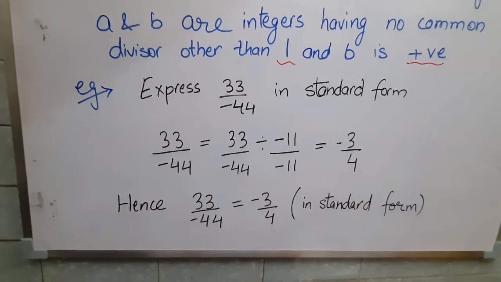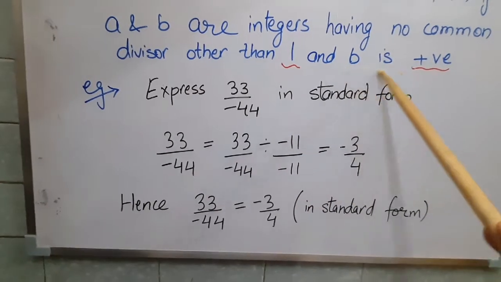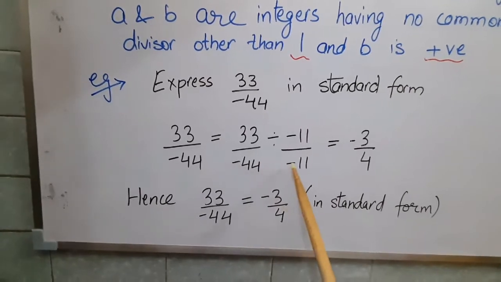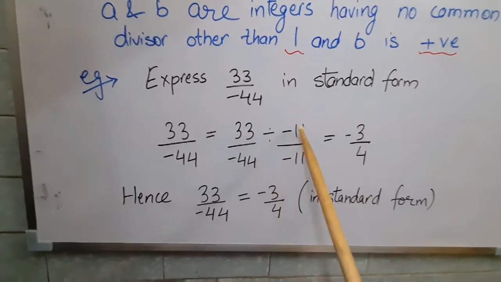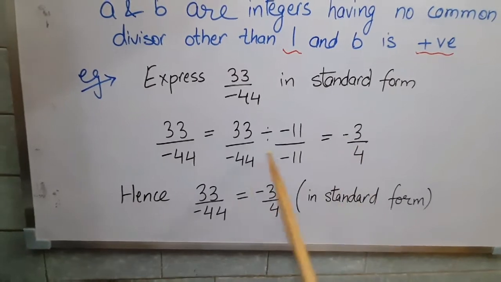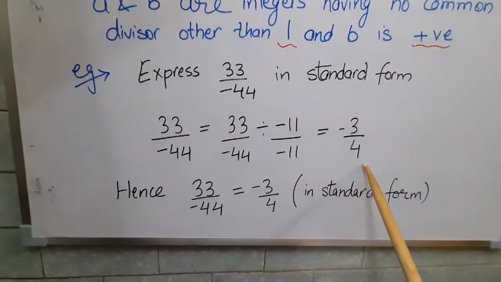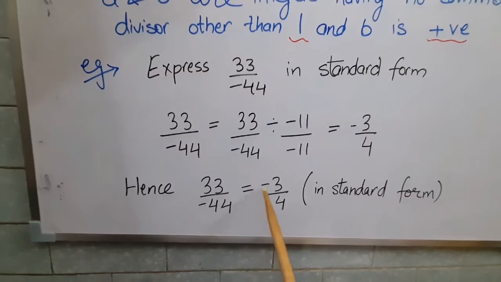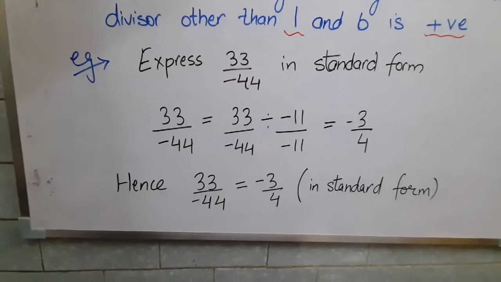Now the question arises, why did I take minus 11? As I said, b should always be positive. So when we multiply minus with minus, it gives you positive. So when we divide 33 by minus 11, it gives you minus 3. And when we divide minus 44 by minus 11, that gives you 4. Hence, 33 by minus 44 is equal to minus 3 by 4, which is the standard form.